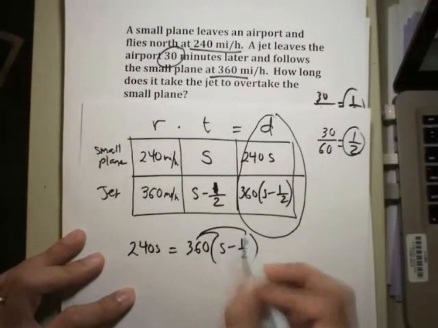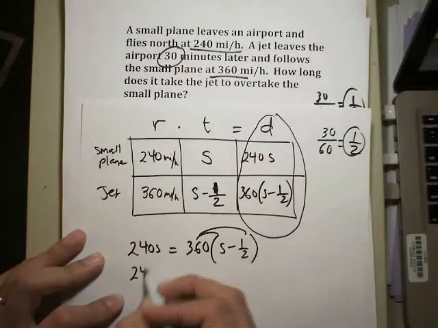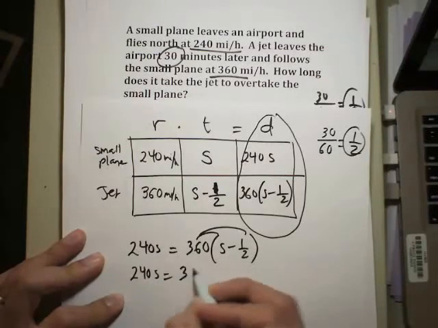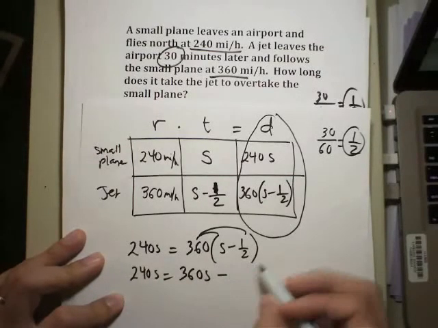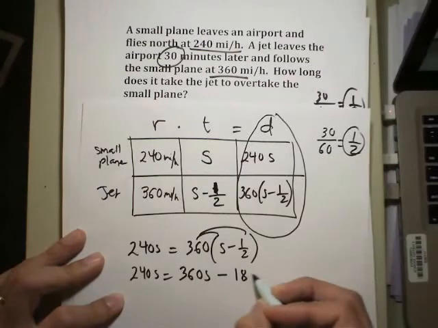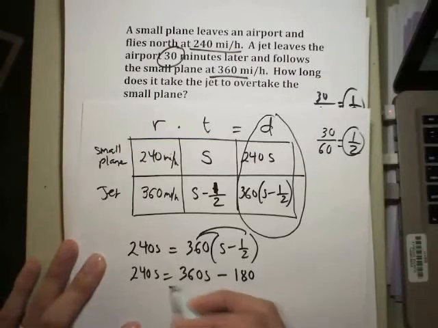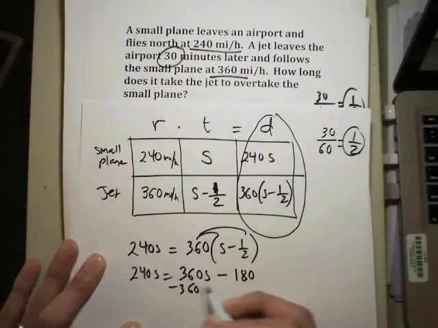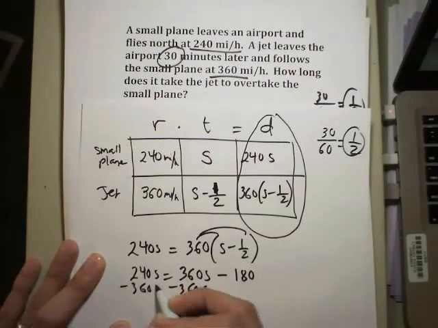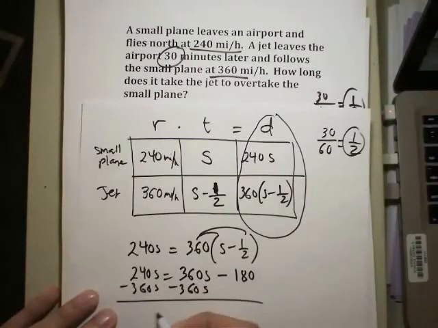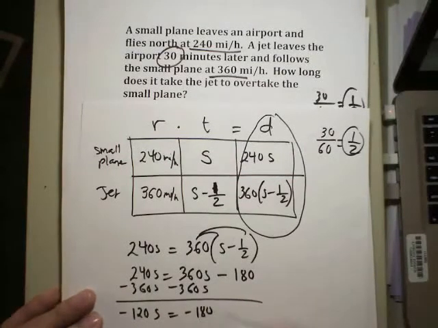We distribute 360 into each term inside. We get 360s, and half of 360, as you know, is going to be 180, right? Well, 360 times a half. And we can combine like terms here by moving 360s over. You've got yourself negative 120s equals negative 180.